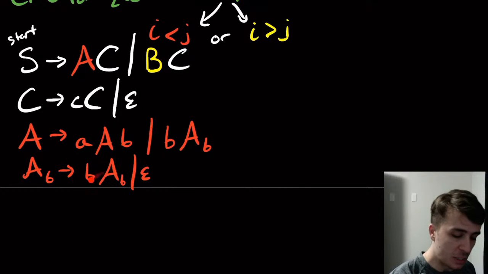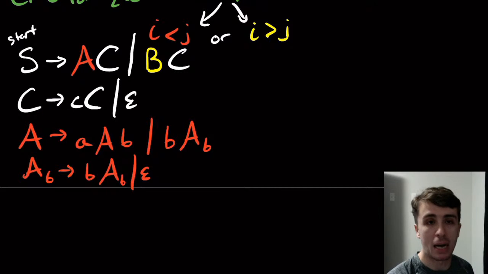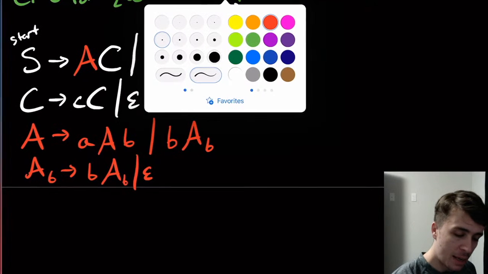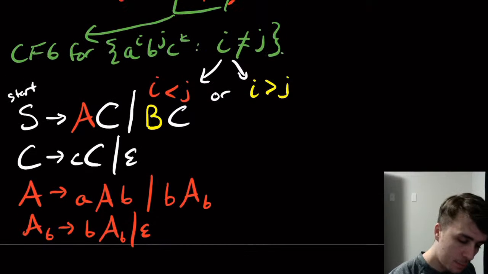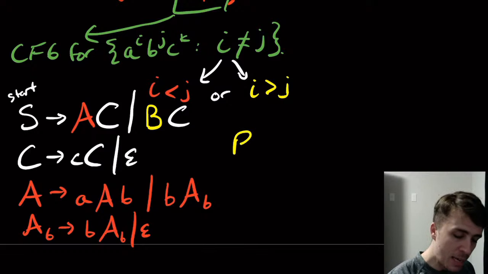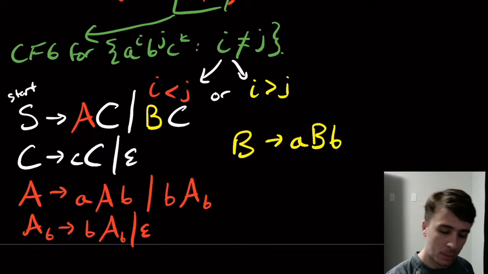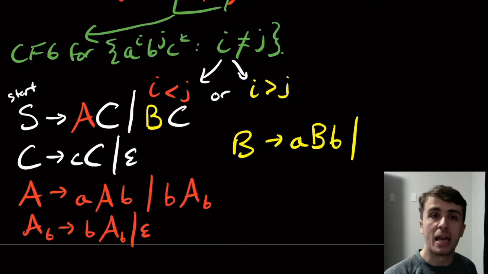So the purpose of this variable is just to spit off b's, just like the c variable spit off c's. And then what about the other case? The other case is where we have a bunch of a's here. We have more a's than b's because i is bigger than j. So the b variable, which is responsible for doing this, is going to make something similar. So a's matching with b's, but then it's got to produce an a.